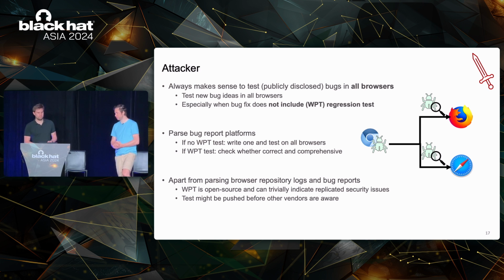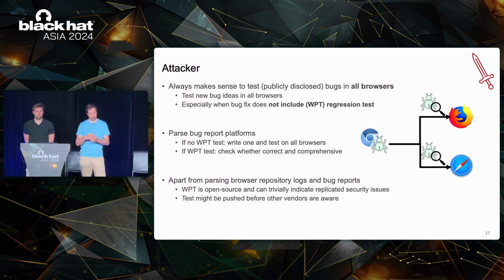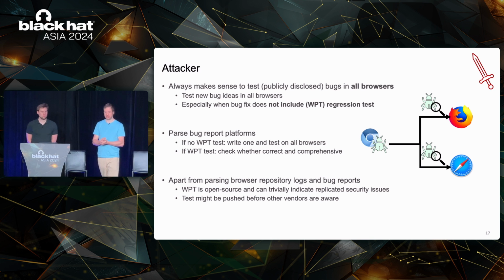So what can we then do with this as an attacker? We know that these bugs get publicly disclosed, and some of them might already contain certain tests. So a very simple thing to do is just run the same test in all the different browsers. And as was the case with, at least, Safari and Firefox as well, we might already discover some new bugs.